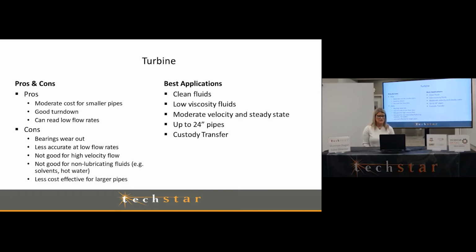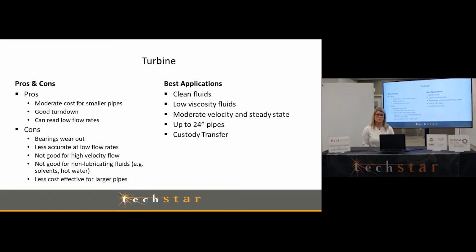These are not good for non-lubricating fluids, which means solvents or hot water. They are really good for oils and other things like that. So a lot of times you'll see these in the oil and gas industry. And they are less effective in terms of price for larger pipes.